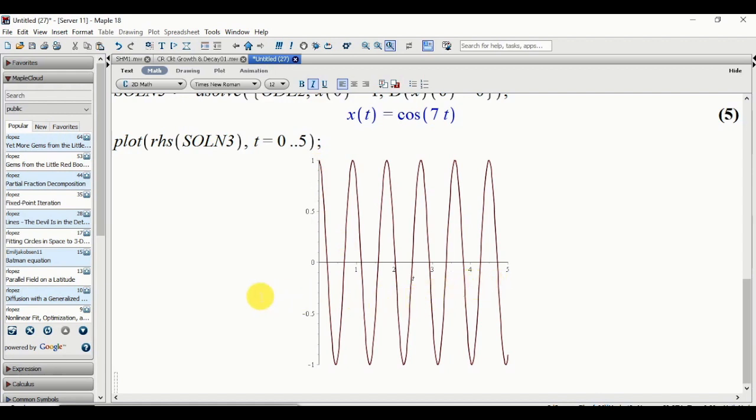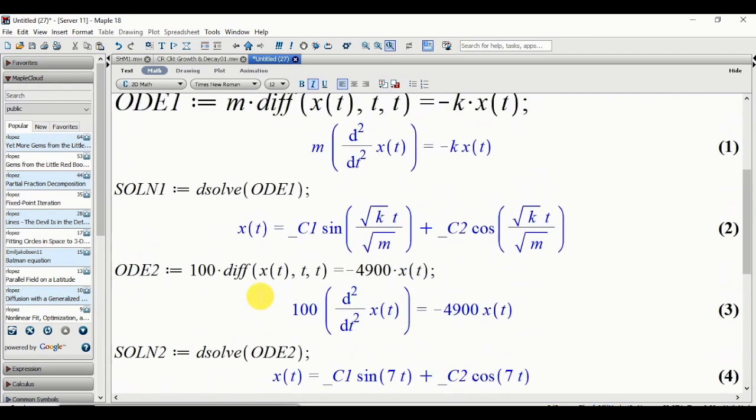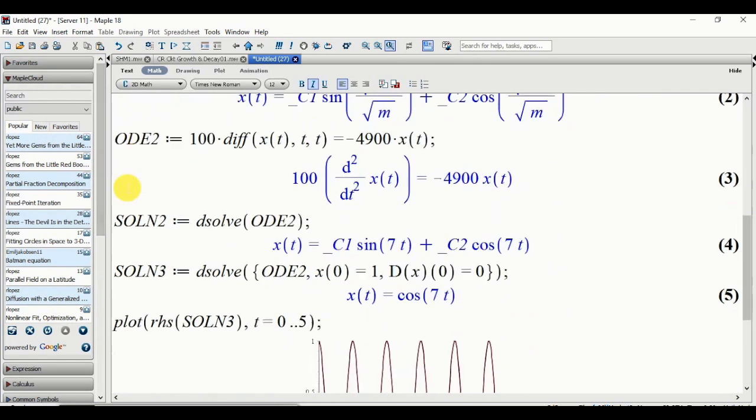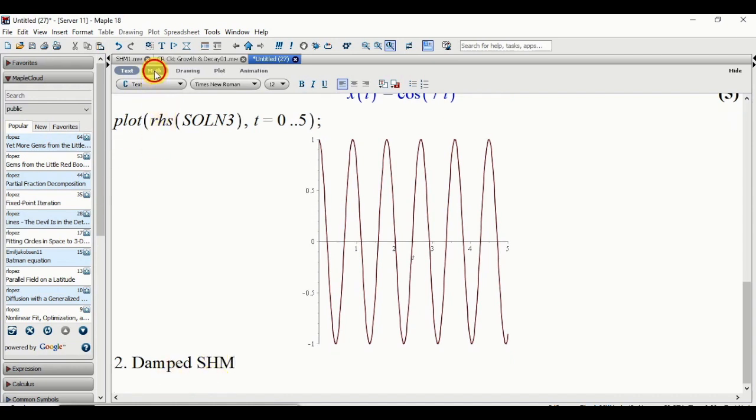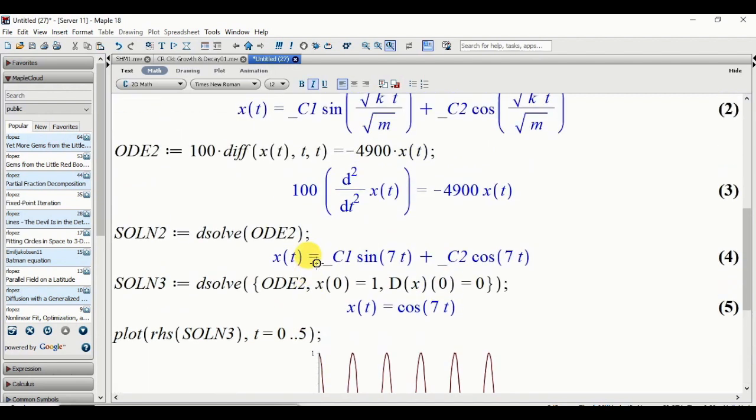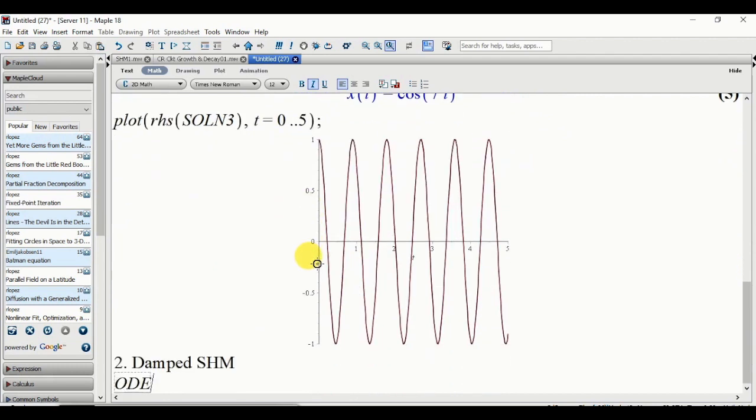Now, in the second part, we shall consider a damped motion. I want to write some text, so I'm giving number 2. This is damped SHM. Now I want again a math mode, so I'm clicking to math. Now I shall consider ODE. What was the last number that I have used? ODE2. Now I shall use ODE3 to write that differential equation.